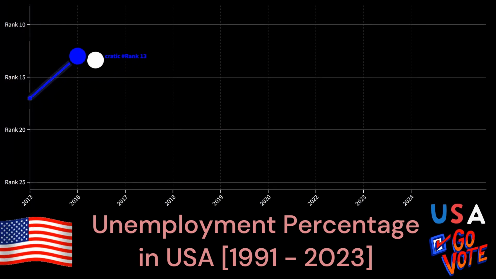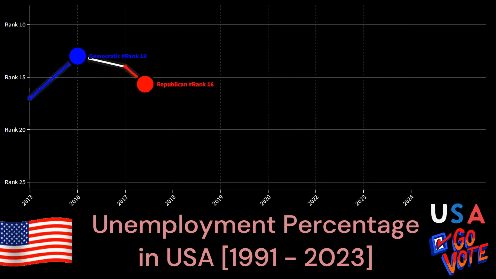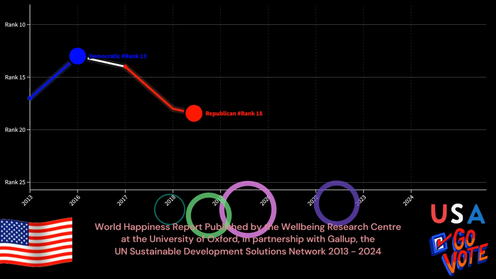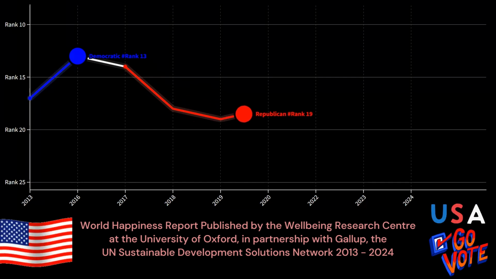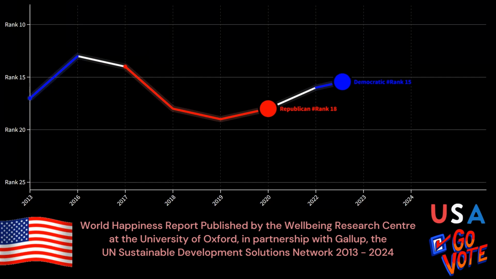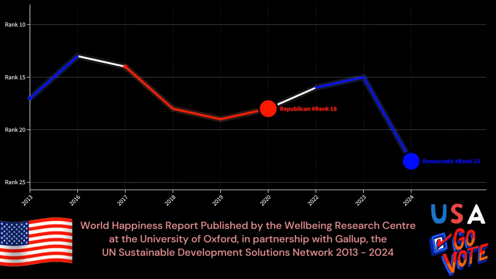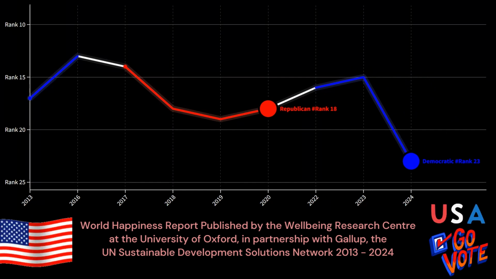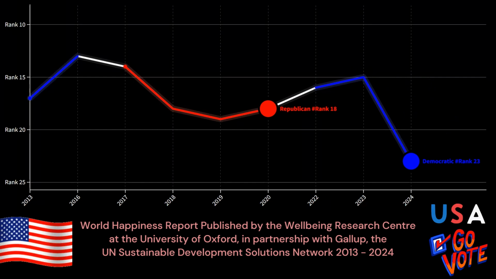Happiness rankings. The United Nations happiness rankings provide insight into the well-being of citizens. The U.S. has seen varied performance in these rankings, influenced by factors such as economic inequality, healthcare access, and social support. Improvements in these areas could sway public opinion favorably towards candidates who prioritize social policies.